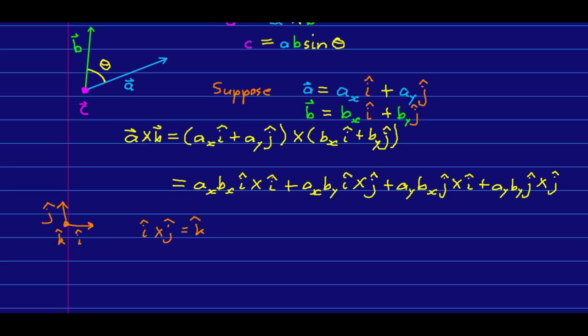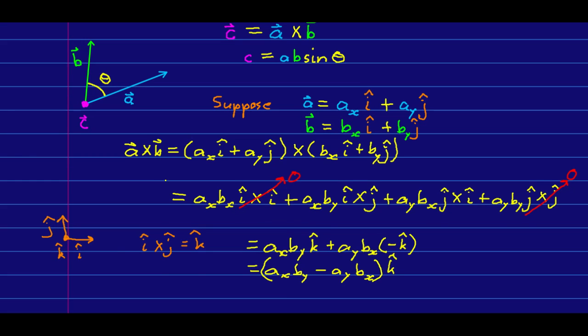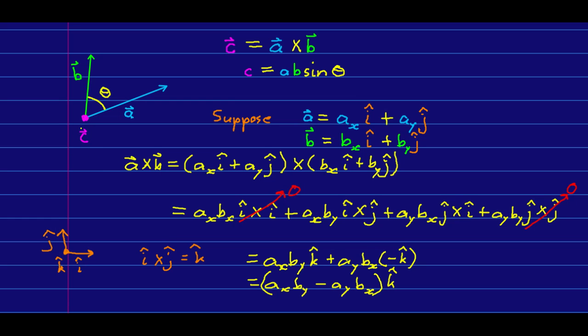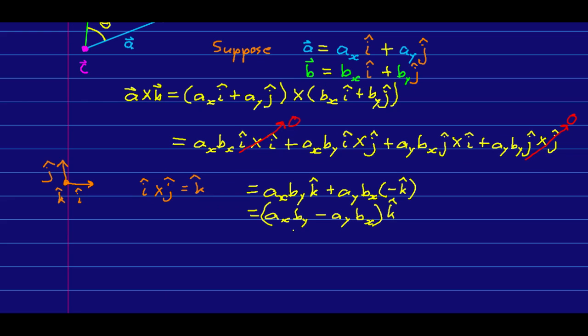On the other hand, i cross i, well, the angle between them is 0, and sine of 0 is 0, and so i cross i is 0, and similarly j cross j is 0. And using right-hand rule again, you can verify that j cross i is negative k, and so this all comes out like this. And so, as we expected from right-hand rule, c should point out of the screen.